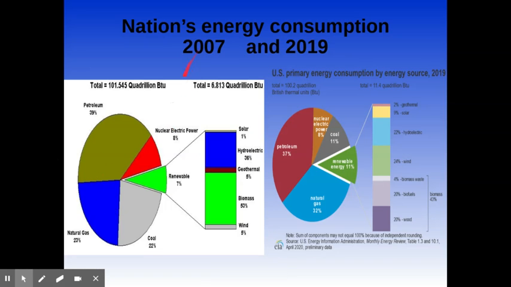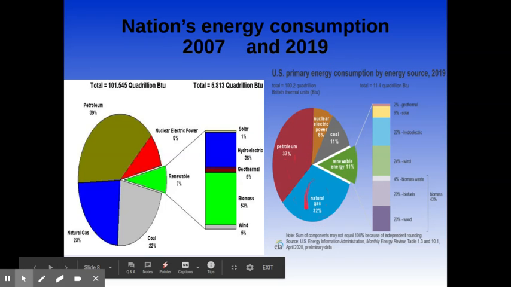So this is back in 2007. You can see back then only 7% of our energy was coming from renewables and about 8% from nuclear power. This is the US, by the way. Now, 2019, so a little bit later, not much later, we haven't changed too much. We use a little bit less petroleum. We use a little bit more natural gas.